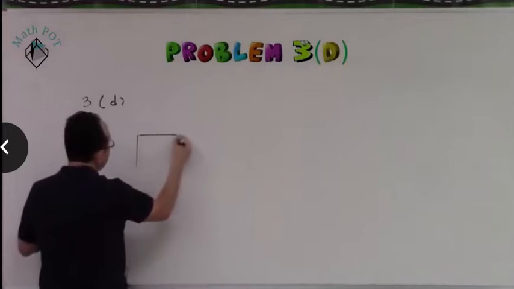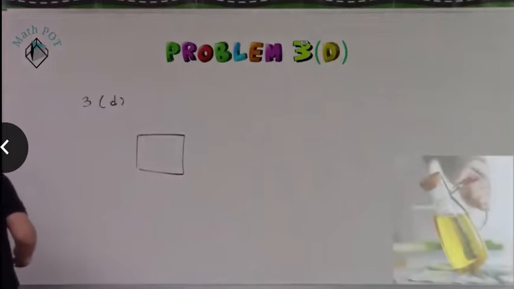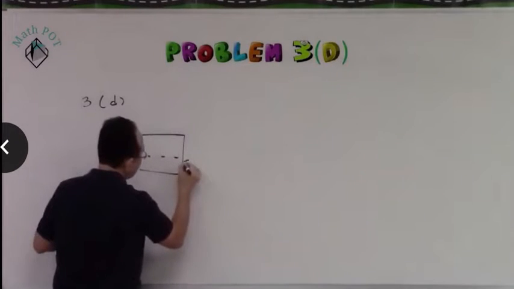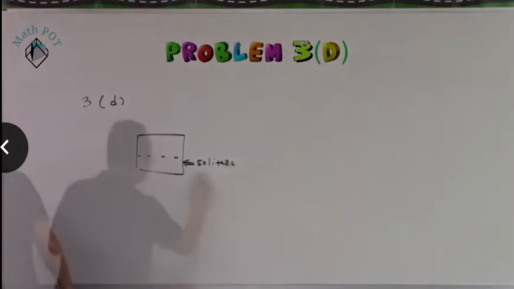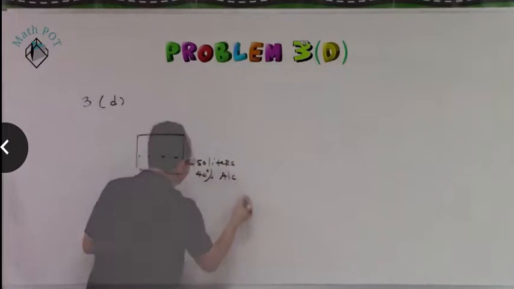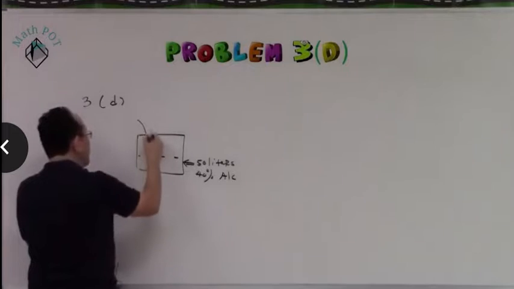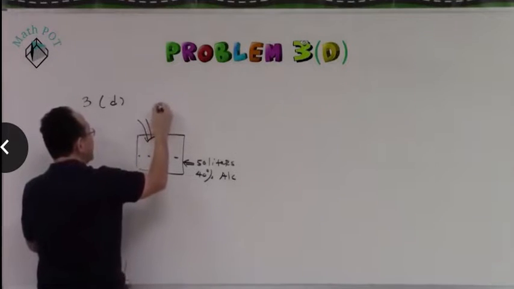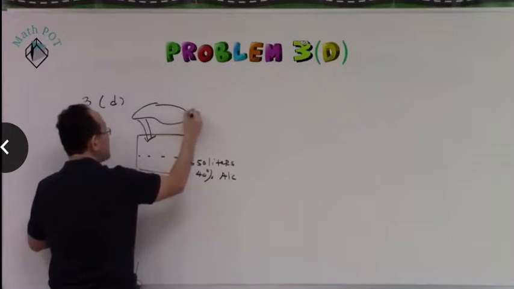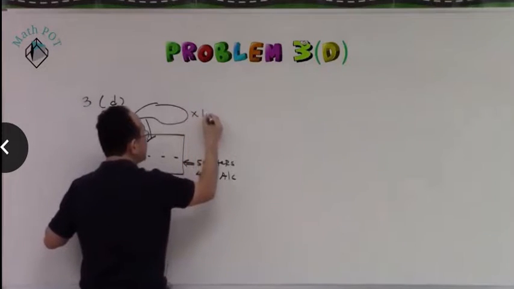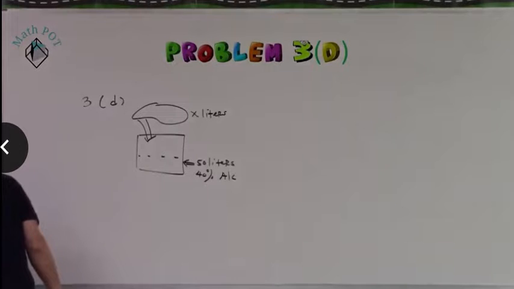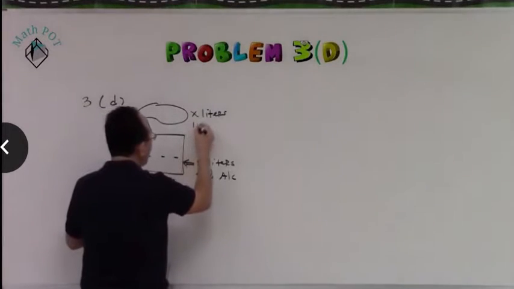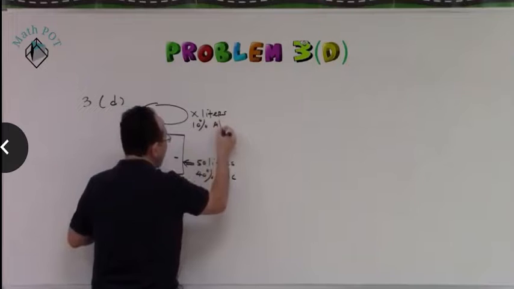In the original container, it has 50 liters. So we already have 50 liters, and the 50 liters contain 40% alcohol. The problem is to see how many liters we need to add. We don't know how much solution, so let's call it x. So x liters of a solution, and the problem tells us this contains 10% alcohol. So this is a 10% alcohol solution.